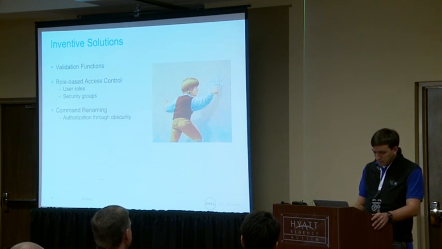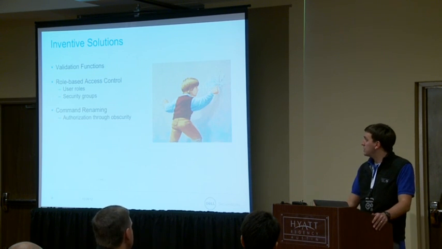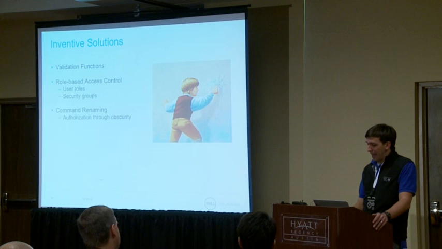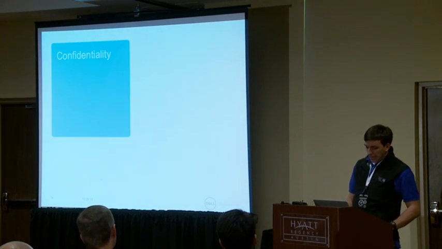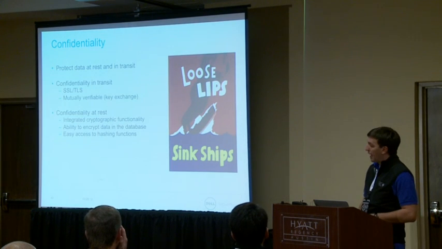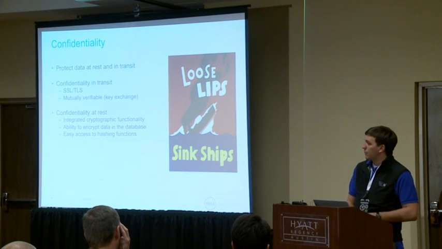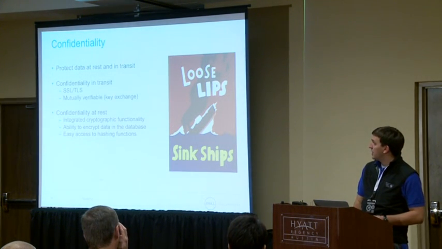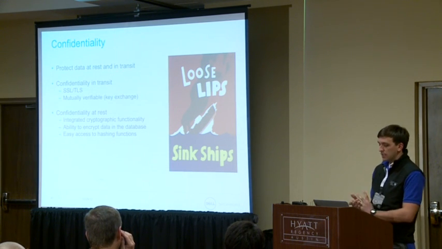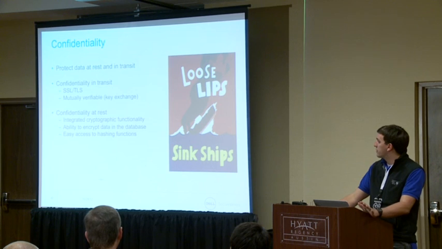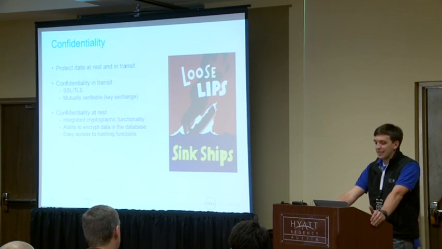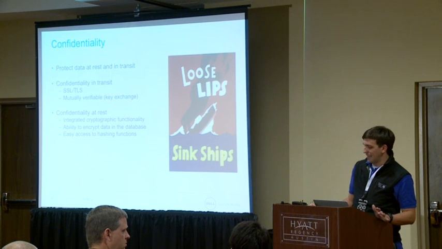So again, depending on the solution that you're using, you could really have a difficult time implementing authorization at all. And then we have confidentiality. In confidentiality, we're specifically looking at protecting data at rest and in transit. So for confidentiality in transit, we're looking for things like key verification or the use of SSL and TLS. And then for confidentiality at rest, we're looking for things like supported cryptographic functionality, so the ability to encrypt data natively in the database or to have easy access to hashing functions.